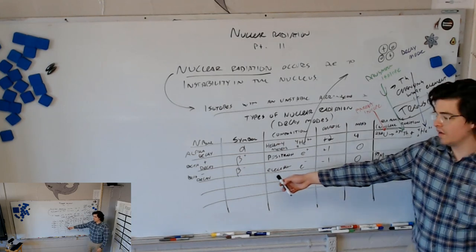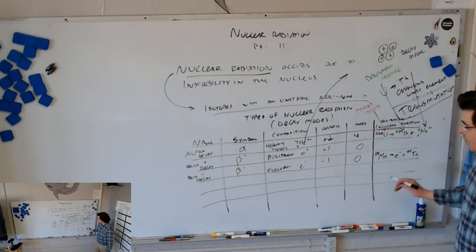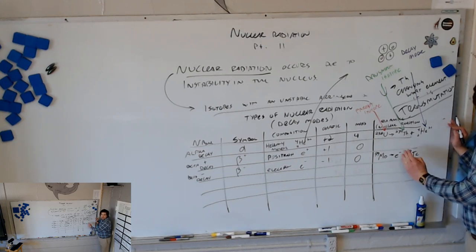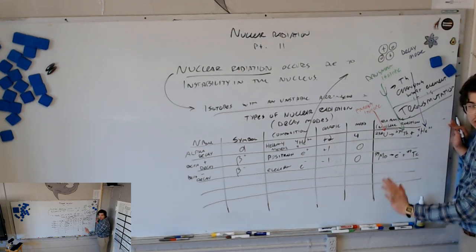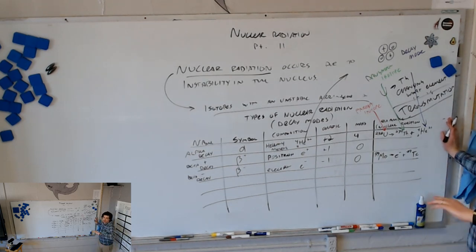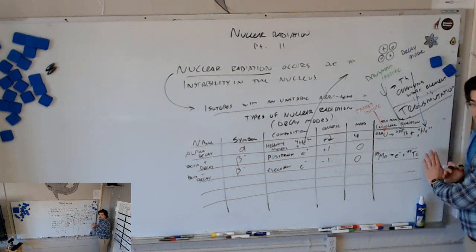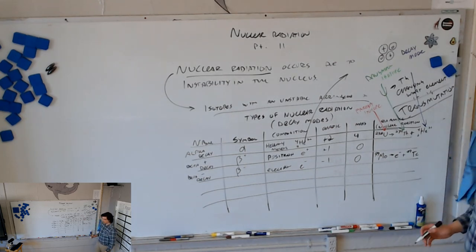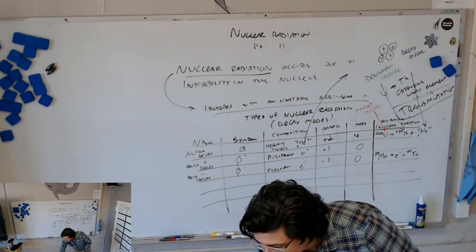So check it out. In beta minus decay, if you have your what it do column, what did it do? How did the mass change? No change in mass. So write that in your what it do column, right? No change in mass, but the atomic number did what? Increased by 1. Plus 1.